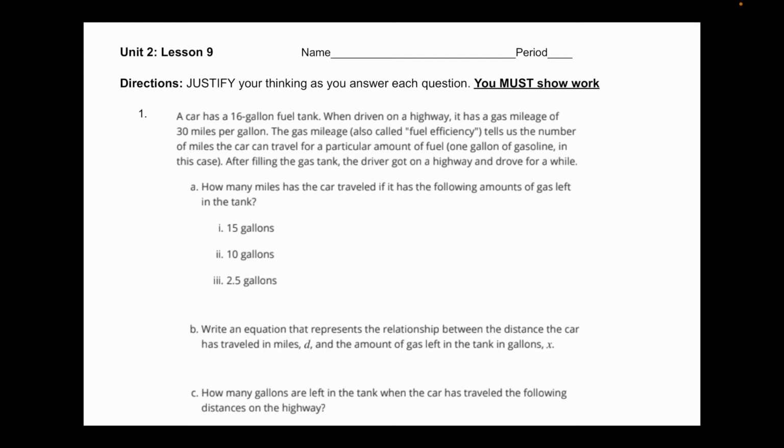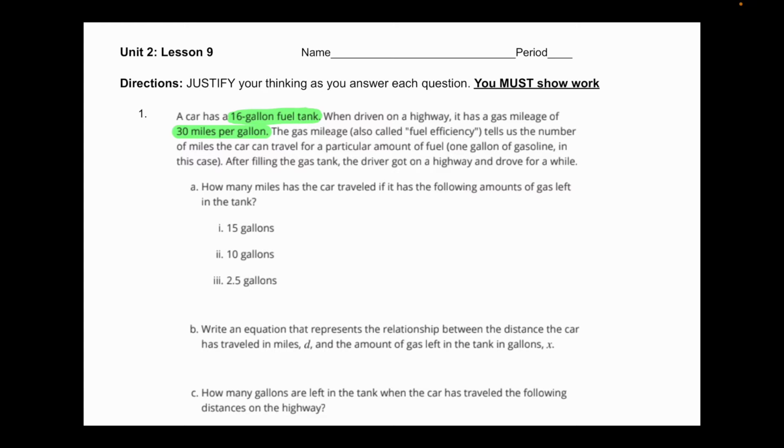So how many miles has the car traveled if it has the following amounts of gas in the tank? I'm going to highlight some important information. Generally, most things with numbers are going to be important. The 16-gallon fuel tank is probably important for us, since that's the maximum amount of gallons it can hold. And I also see that it has 30 miles per gallon.